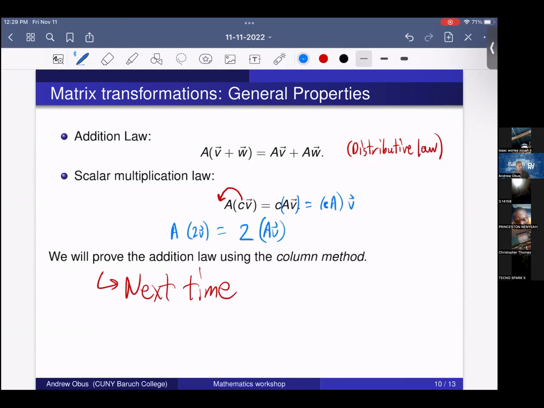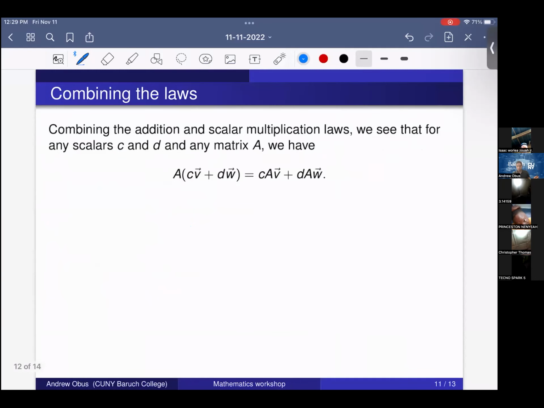Okay. So we're going to prove this next time. For now, let's just allow it. And then the last thing I want to say, because I do have to get off in a couple of minutes, is that you can actually combine the addition and the scalar multiplication laws. You can show that if I have any two vectors and any two scalars, A times (CV plus DW) gives me CAV plus DAW.